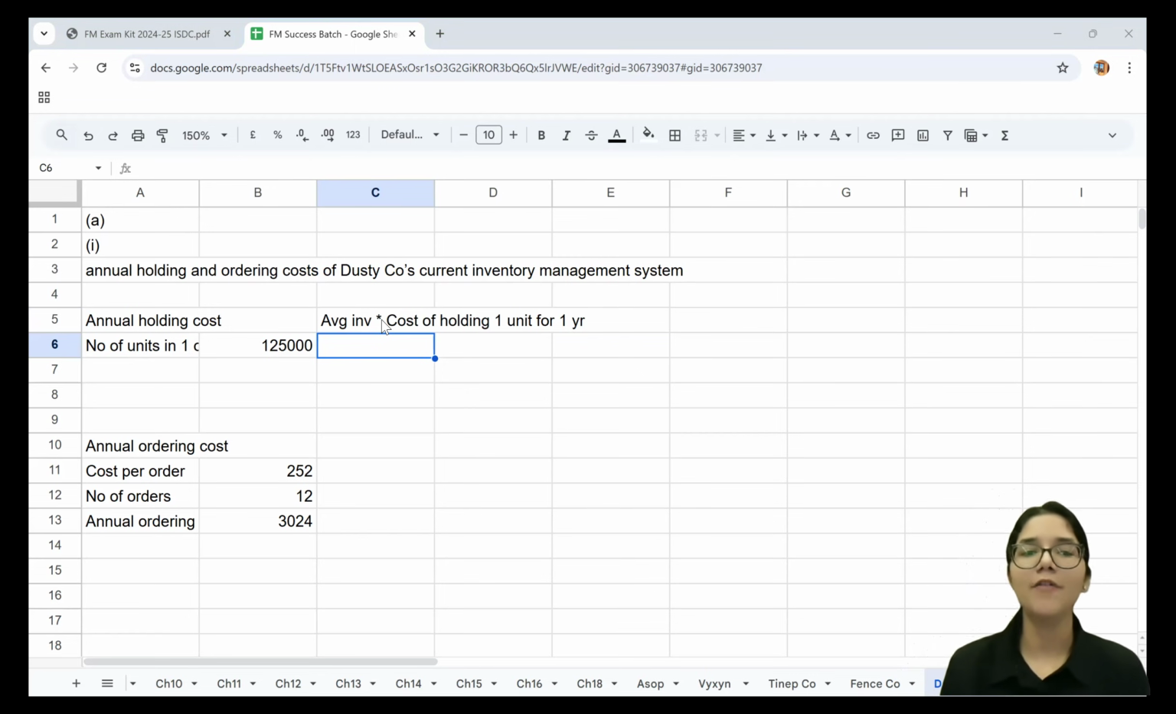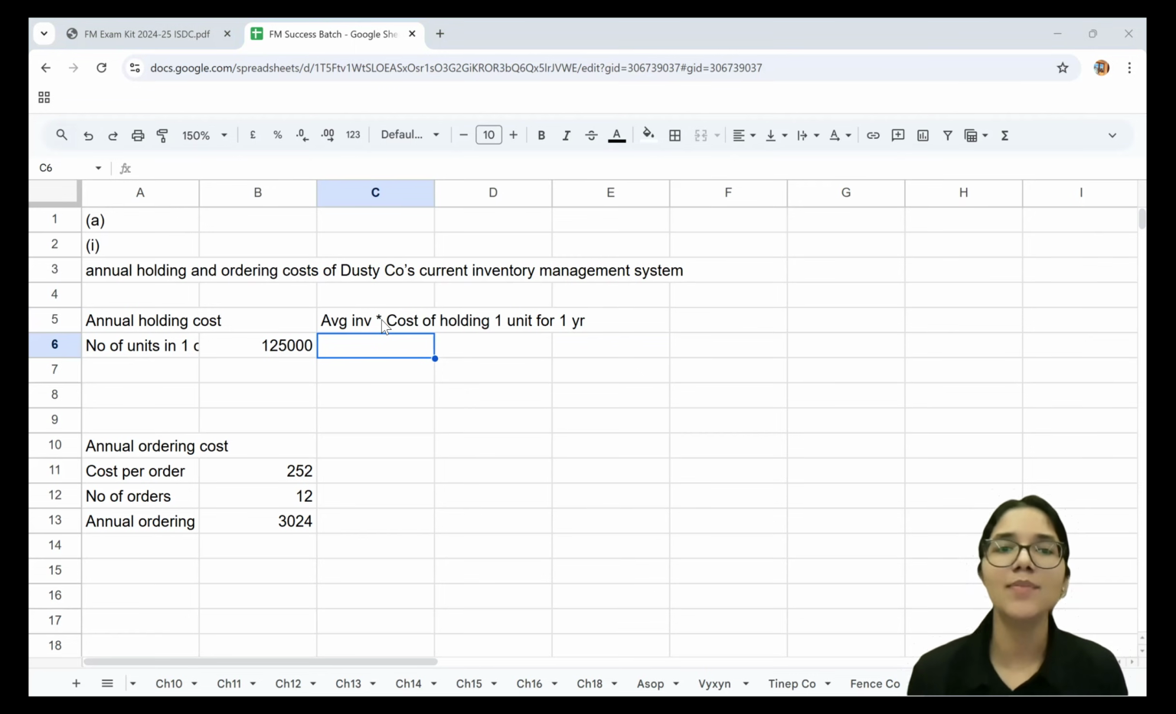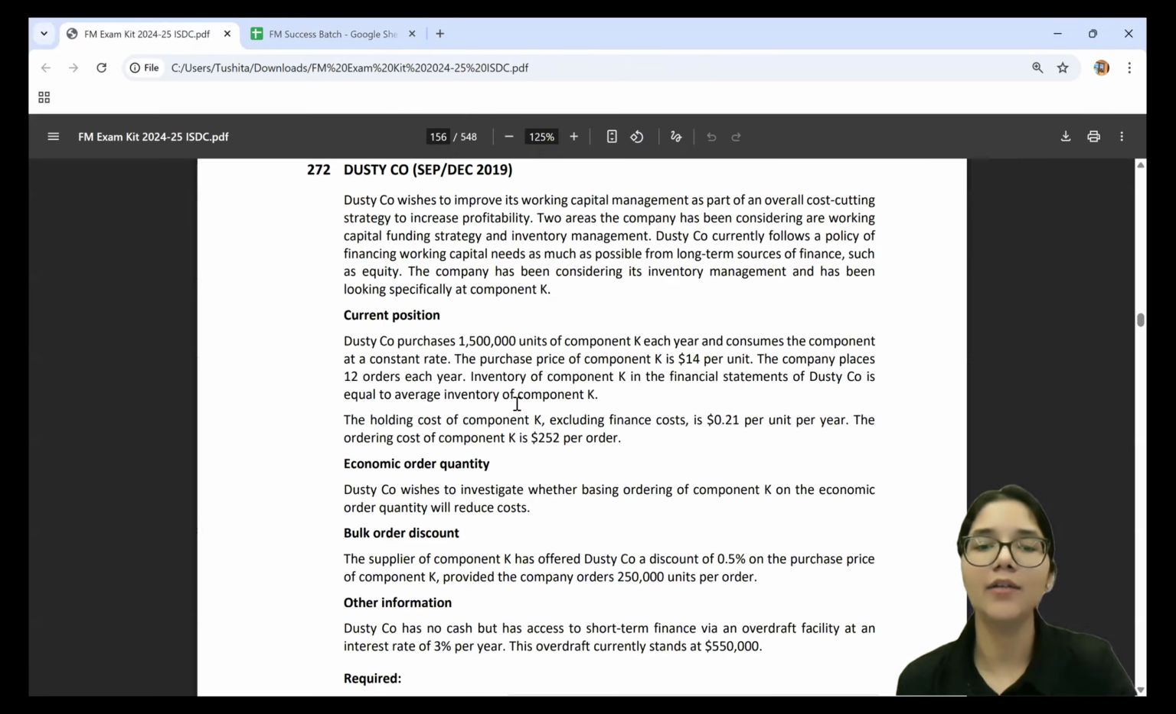Right. So now if I want to know my average inventory, it is how much you order in one go divided by 2. But how many units are you ordering in one go? Is that directly given to you in the question? How many units do you place an order for in one order? That's not given. So we are given information that can help us find that out. How can I get to know?